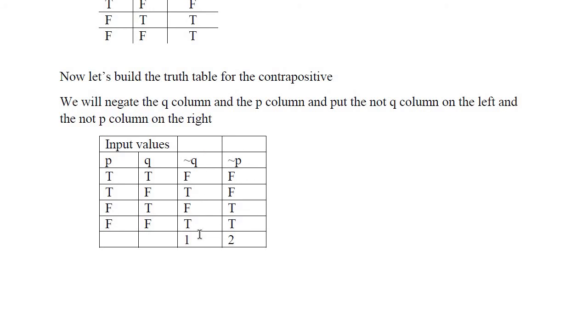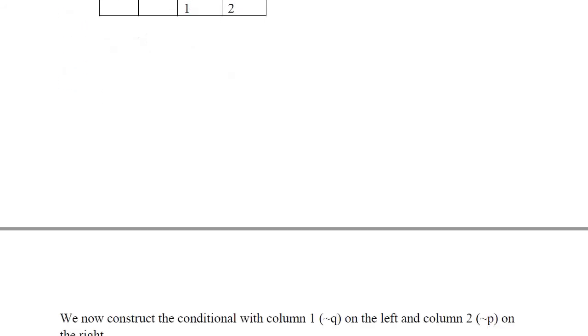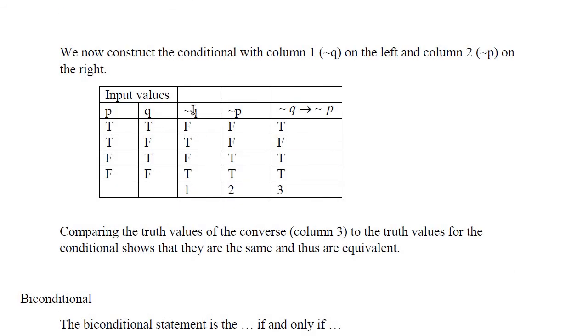Now I'm going to take the not Q column and the not P column and apply the rule for the conditional. The only time the conditional is false is when I have a true on the left side and a false on the right side. So false pointing towards false is true. True pointing towards false gives me a false. False pointing towards true is true. True pointing towards true is true.